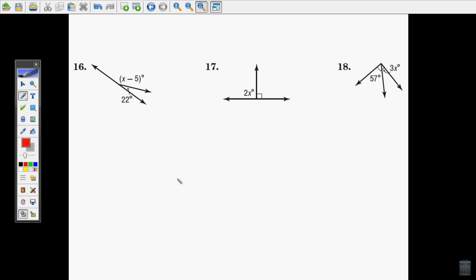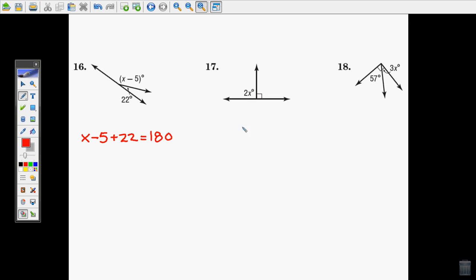Let me go ahead and give you the equations for the last 3 problems, and then you can work on these on your own. For number 16, we're going to take x minus 5 and add 22 to give us our straight angle of 180. Now you have to be careful with this one because 22 and the minus 5 do need to be put together. So be careful with that one.